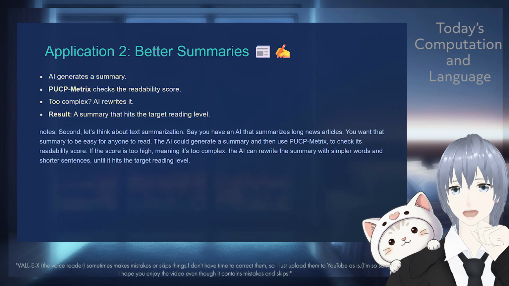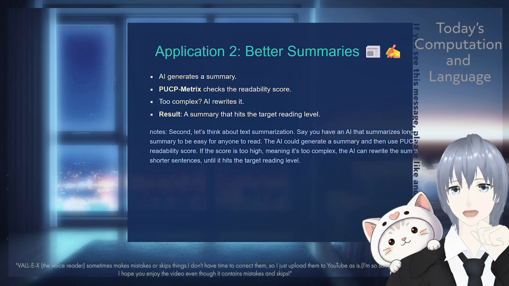Second, let's think about text summarization. Say you have an AI that summarizes long news articles. You want that summary to be easy for anyone to read. The AI could generate a summary and then use PUCP-Metrix to check its readability score. If the score is too high, meaning it's too complex, the AI can rewrite the summary with simpler words and shorter sentences until it hits the target reading level.